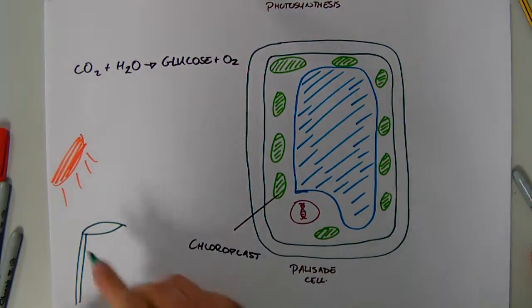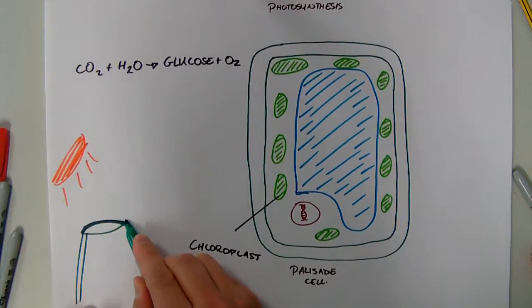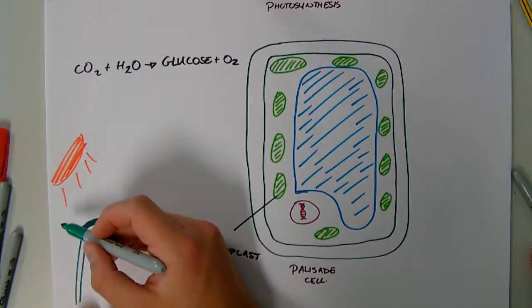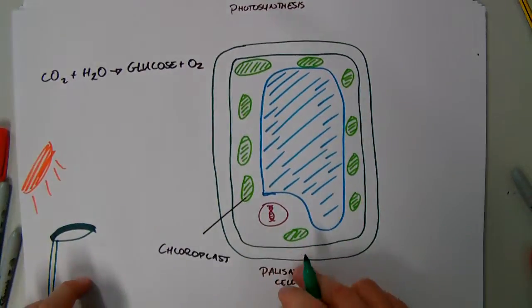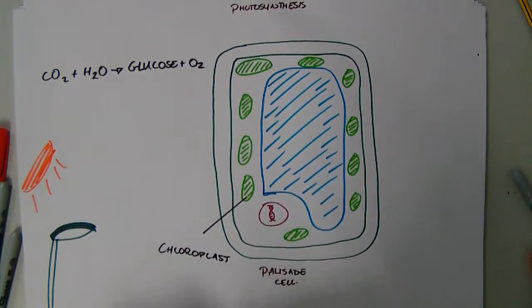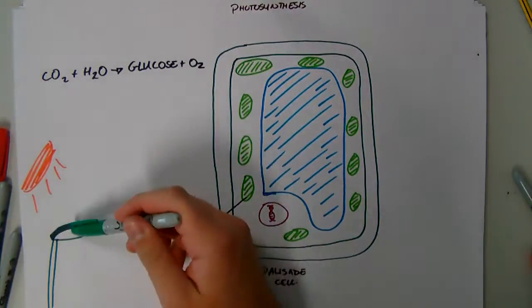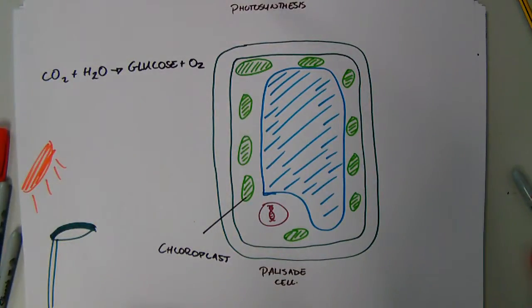My palisade cells I will find on the top half of the leaf, on this bit up here, because this is where it gets the most sunlight. So my palisade cells are strategically placed so that my leaf can get as much light as possible.